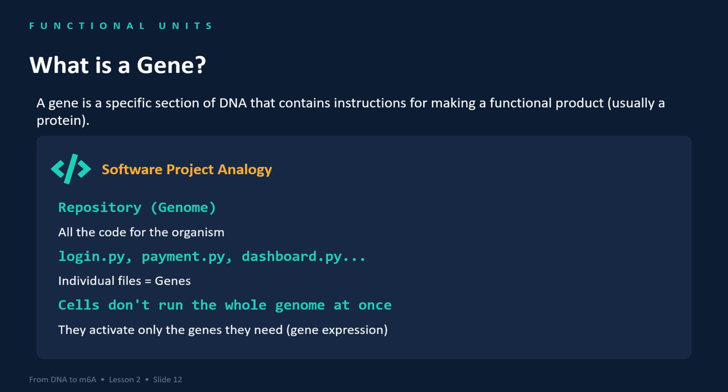The important thing is that cells don't use the entire genome all at once. They only activate the genes they need at the right time. A skin cell and a brain cell contain exactly the same DNA, but they use different sets of genes. That difference is what makes them completely different cell types.